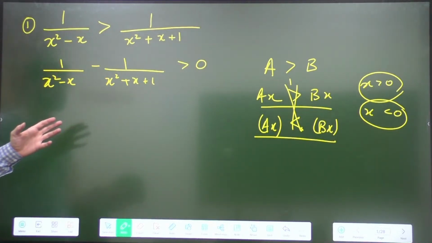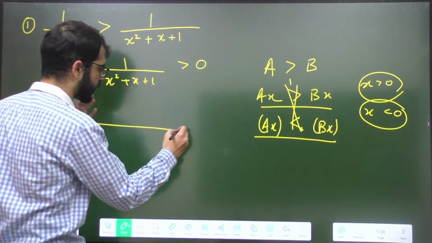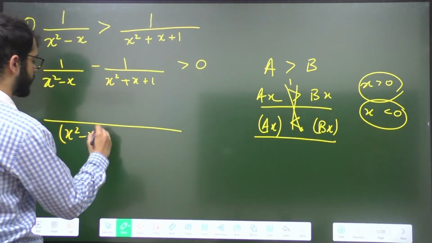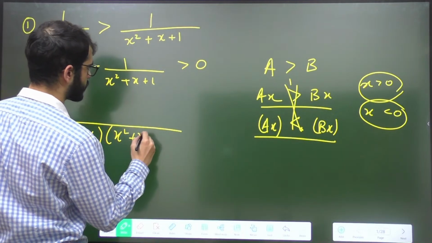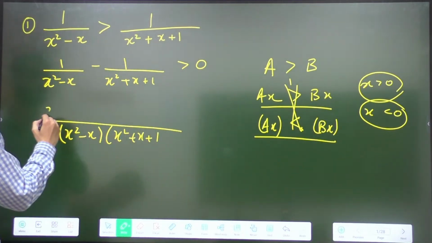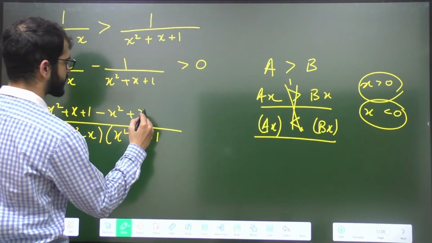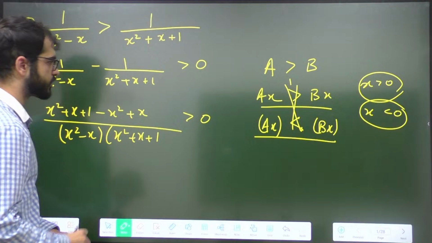If I have to solve this further, now I can create a common denominator by taking the LCM. That is going to be x square minus x multiplied with x square plus x plus 1. So in the numerator, I'll get x square plus x plus 1 minus of x square plus x, greater than 0. Now let's observe what happens.